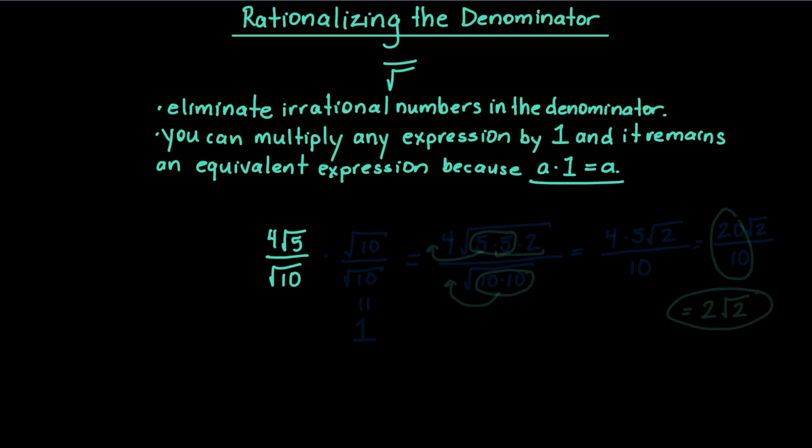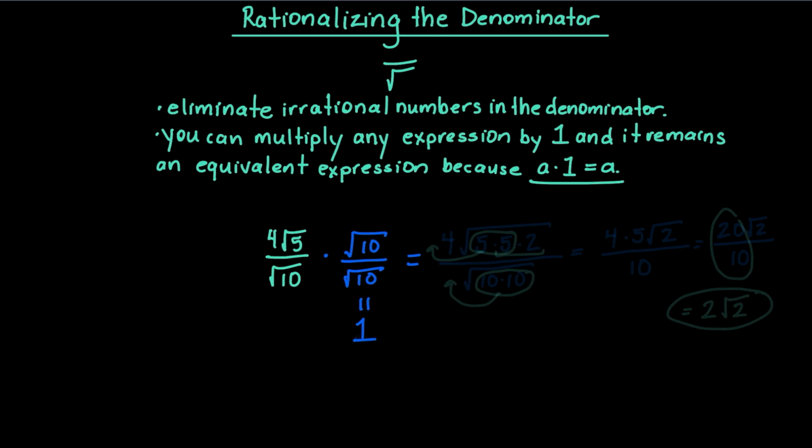So we keep our same routine. We're multiplying by an equivalent form of 1 that looks like our denominator. So that's radical 10 over radical 10, keeping in our mind that this is equivalent to 1, and that's why I'm allowed to do this.